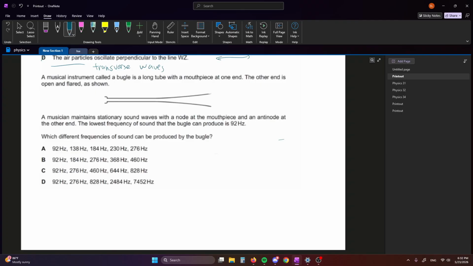So we should note that the wavelength, or lambda, is proportional to frequency, I believe. Right? No, I believe it is inversely proportional. Right?